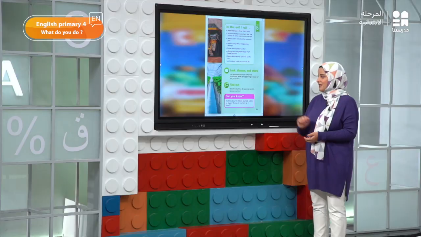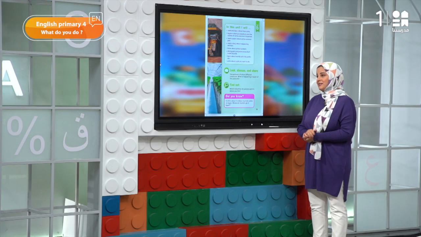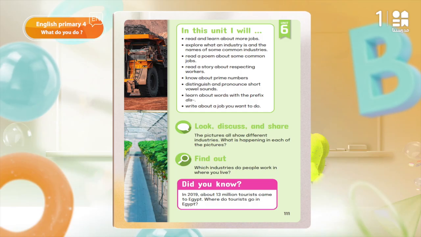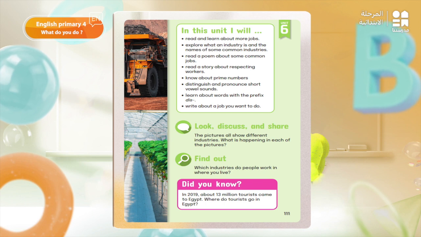So, let's read the fact in did you know. يعني إيه fact؟ يعني معلومة. مش حاجة fiction، مش حاجة imaginary. In 2019, about 13 million tourists came to Egypt. يعني في سنة 2019 زار مصر حوالي 13 مليون سايح.